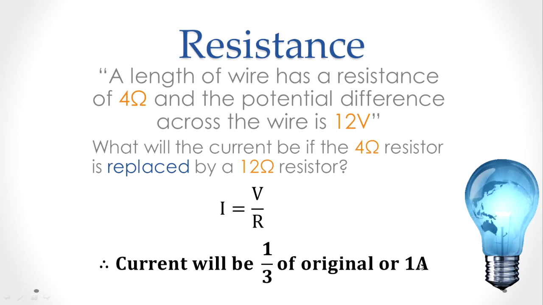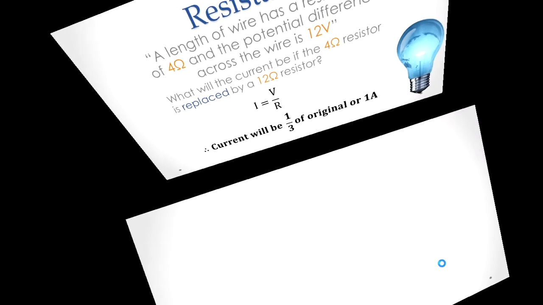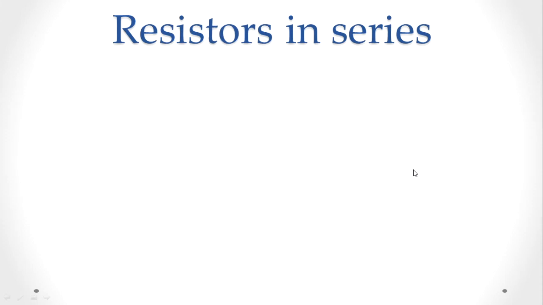So we see that an increase in the resistance from 4 ohm to 12 ohm, which was 3 times the amount of resistance, caused the current to become a third of the original current, to 1 amp. Originally it was 3 amps. So that's a very important relationship.